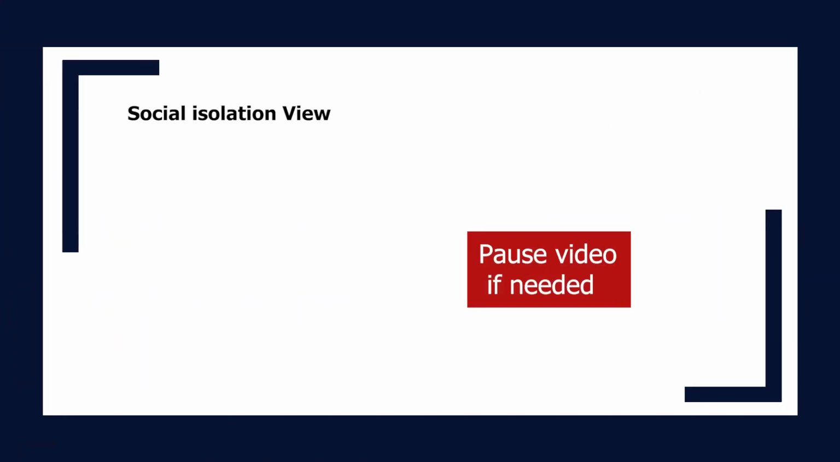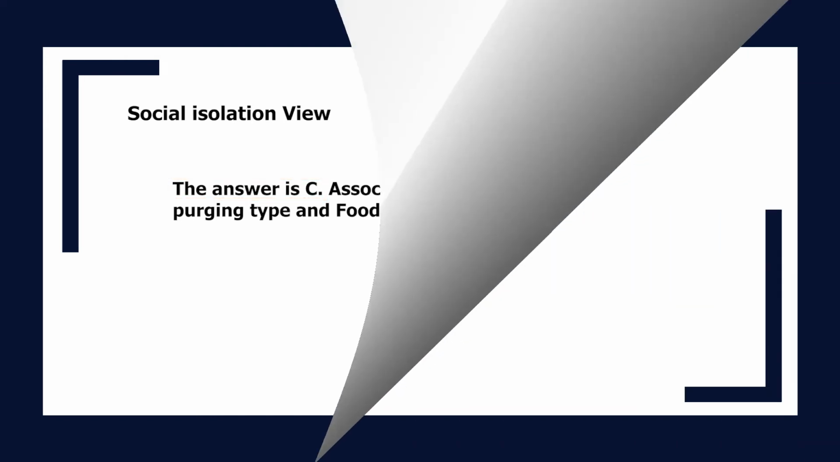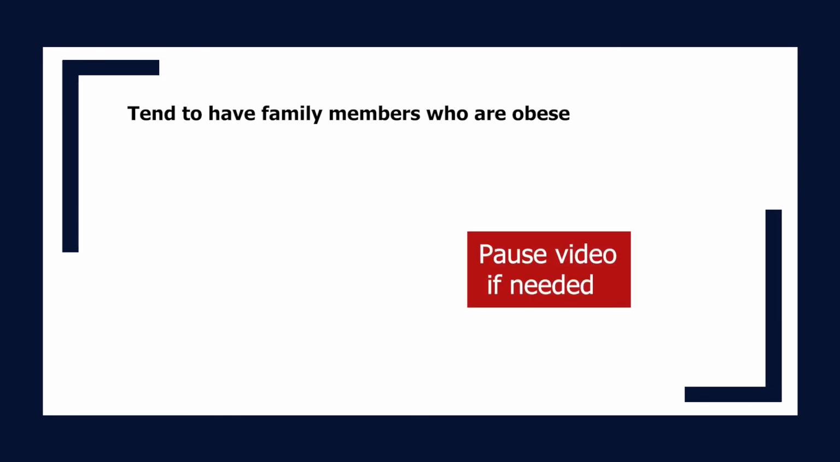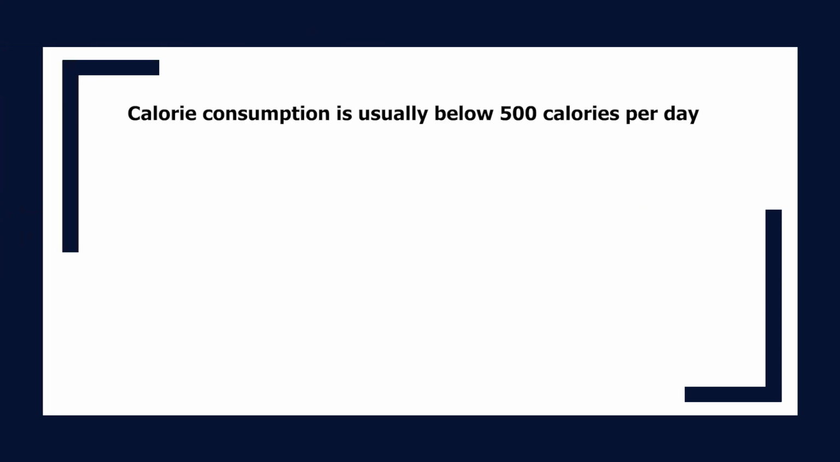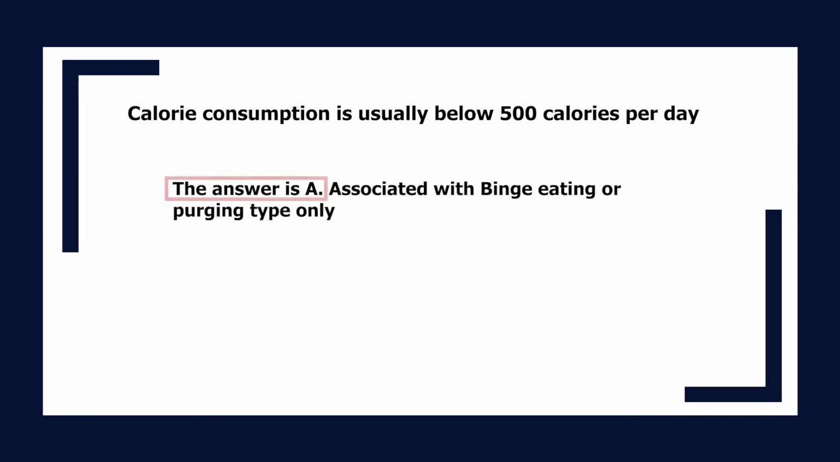Social isolation. The answer is C. Associated with both binge eating or purging type and food restricting type. Tend to have family members who are obese. The answer is B. Associated with food restricting type only. Calorie consumption is usually below 500 calories per day. The answer is A. Associated with binge eating or purging type only.